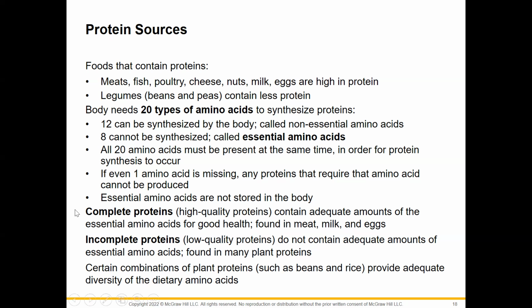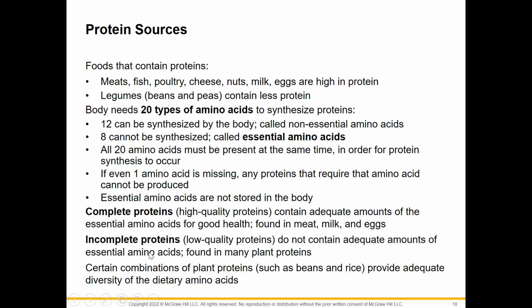When you're talking about proteins, there are two categories. There's complete proteins and incomplete proteins. Complete proteins are those that contain adequate amounts of the essential amino acids. These are typically found in animal products, so your meat, your milk, your eggs. Incomplete proteins, for one, I really dislike that they call it low quality proteins. I don't like that, but we'll go with what it says. So, incomplete proteins don't have all of the essential proteins that your body needs, right? So, it does not contain adequate amounts of essential amino acids.